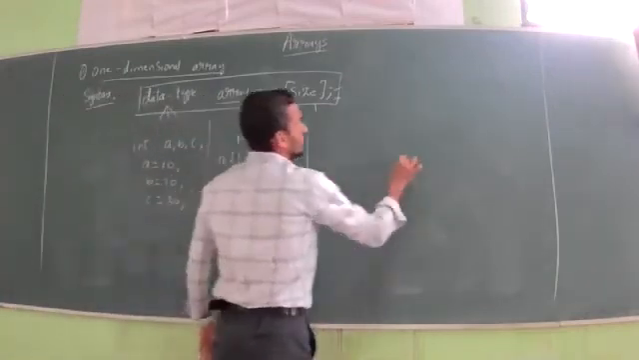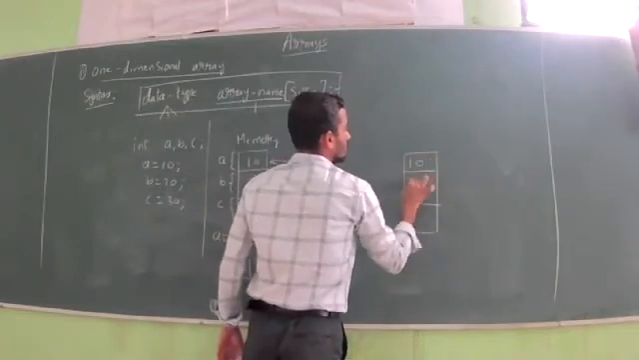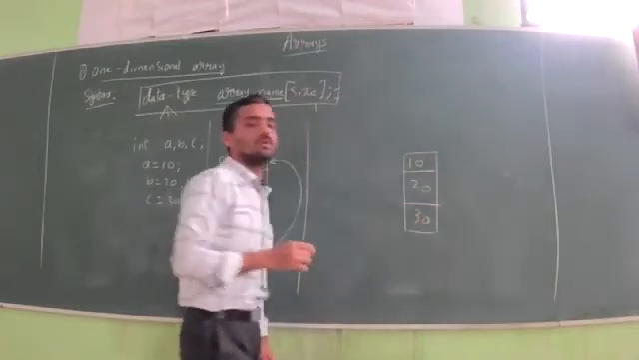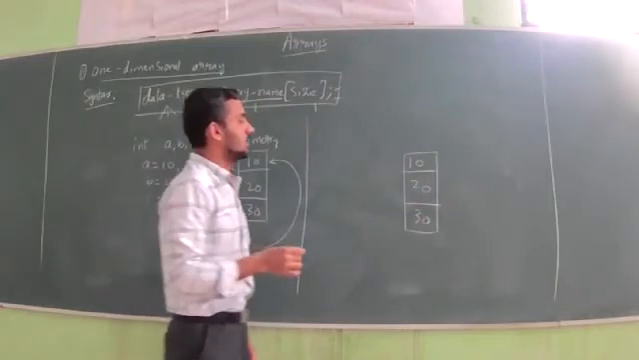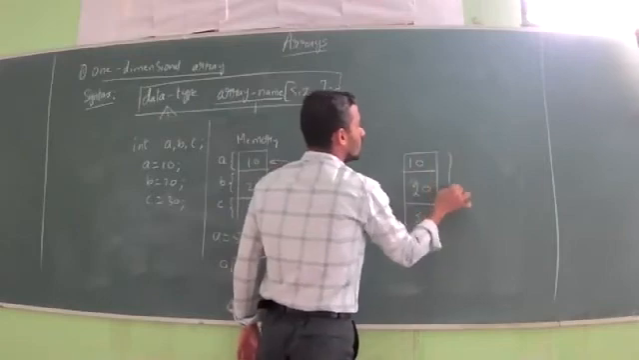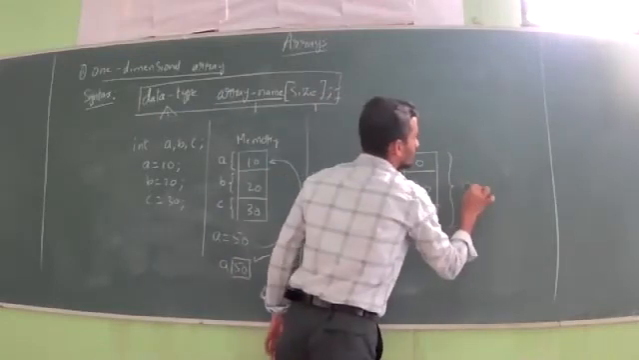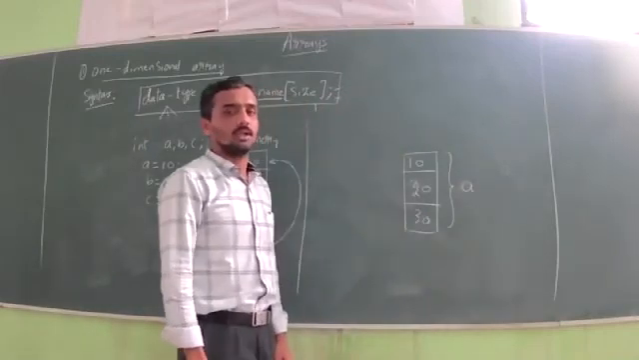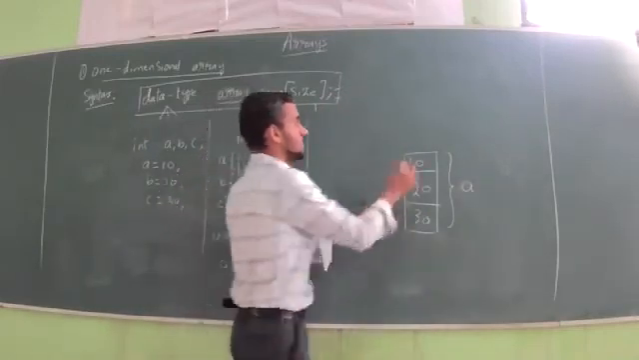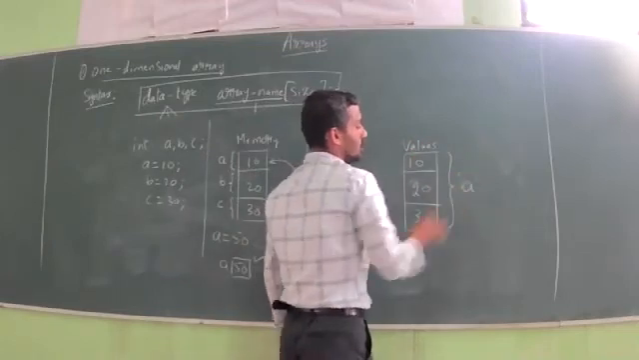First I write the memory representation: 10, 20, 30. Now what I want to do is, these three values, that is 10, 20, 30, should be referred to by only one variable name A. Not three variable names, only one variable name A. Yes, I can achieve this. So these are the values, and A is the variable name.